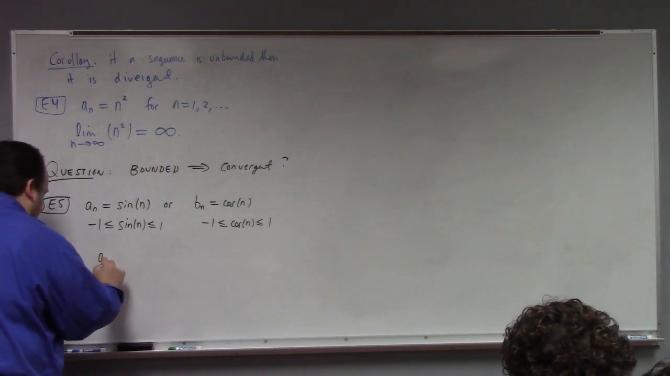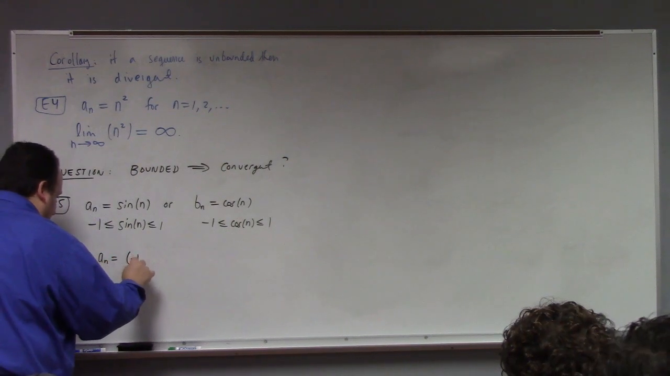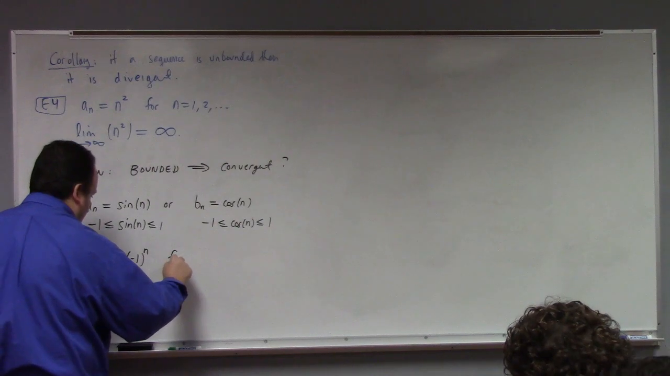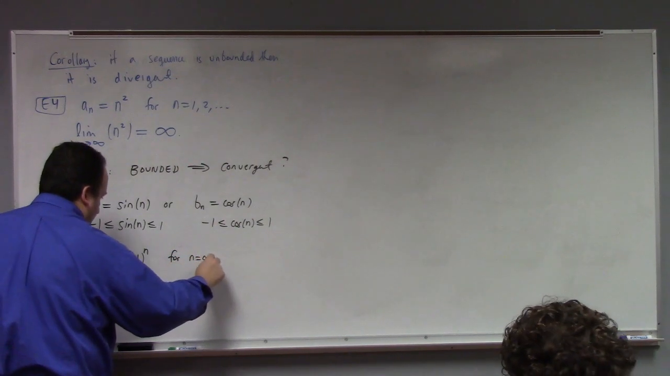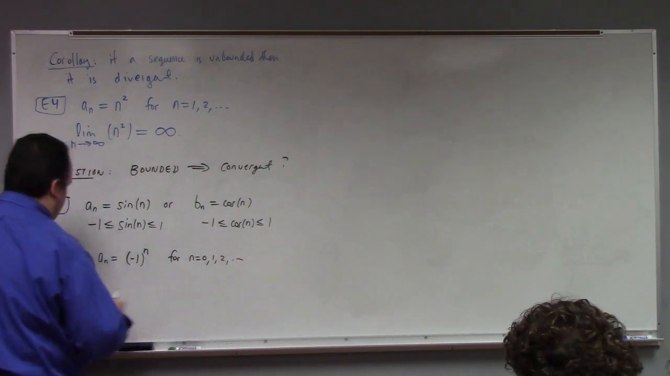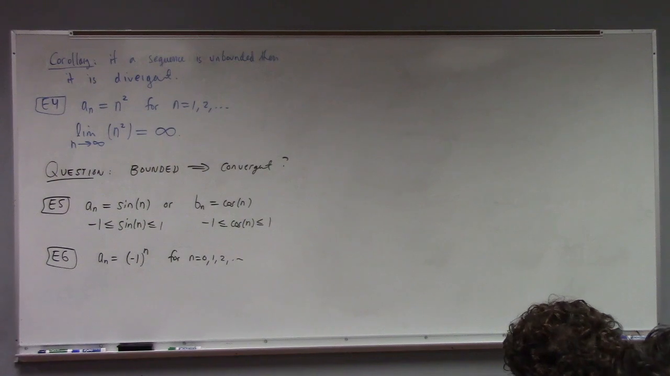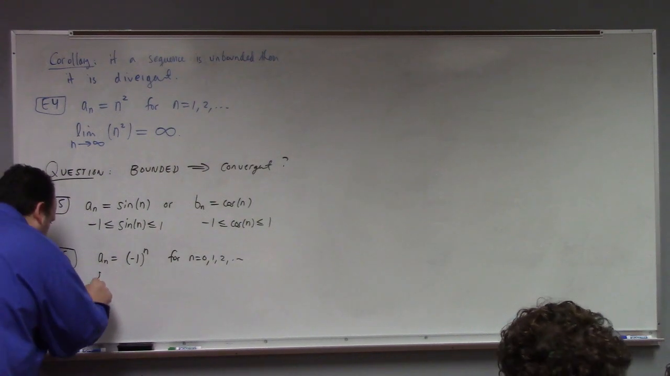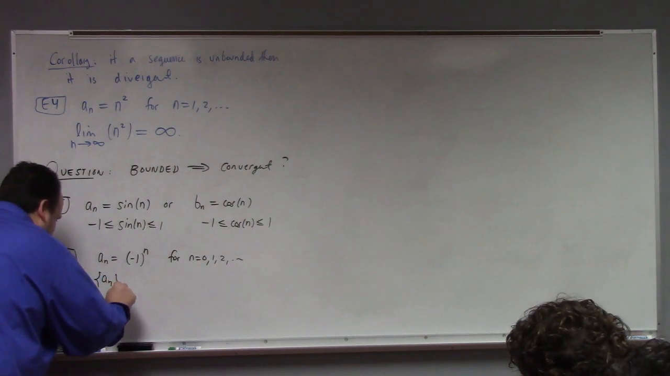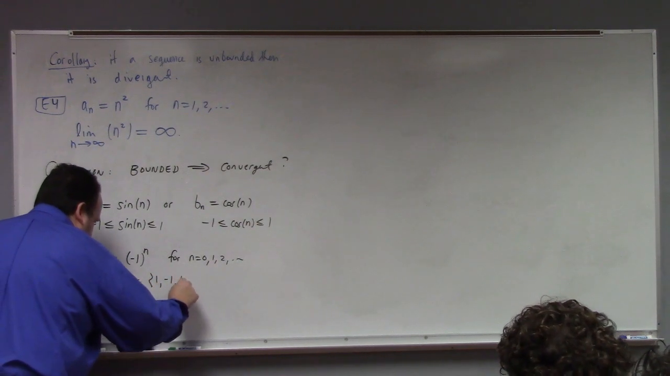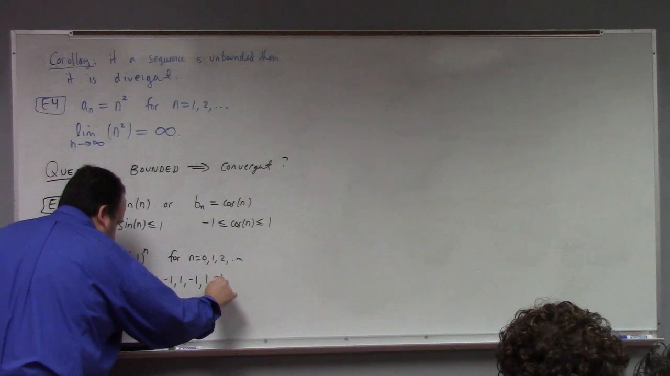If I do a sub n equals -1 to the n, for n equals 0, 1, 2, and so forth, this sequence is actually kind of boring. What does it look like? Yeah, exactly. It's positive, negative. It looks like this: it's 1, then -1, then 1, then -1, then 1, then -1. We get the idea.